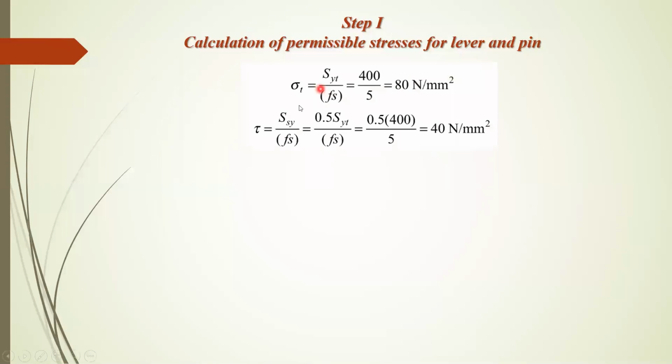So we can calculate the permissible stresses like this. Sigma T, the allowable tensile stress, is SYT divided by factor of safety. These are the empirical relations we know. So SYT is 400 divided by factor of safety 5, so it is 80 Newton per mm square. That is the permissible tensile stress. Similarly, permissible shear stress is SSY divided by factor of safety, where SSY is 0.5 SYT. These are all empirical relations we must know. So with SYT 400 and factor of safety 5, it is 40 Newton per mm square. So these are the permissible stresses.